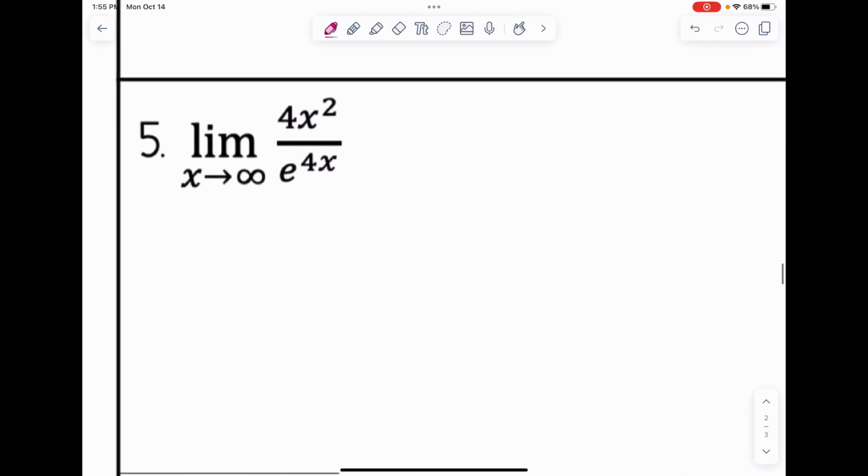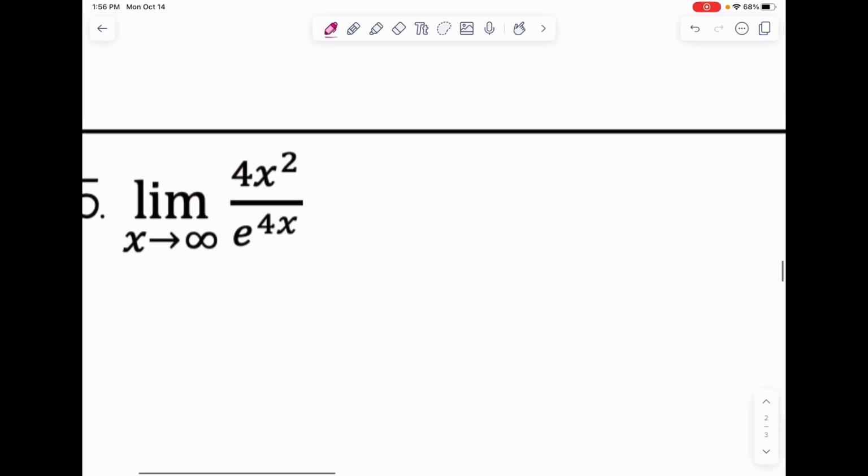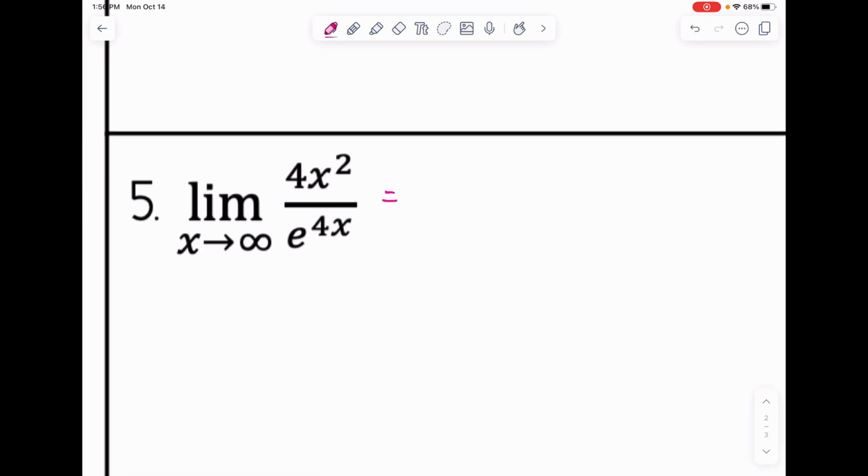All right, number 5. When I plug infinity in here, this is our first example where we'll get infinity over infinity. That's another variation of the indeterminate form. So I'm going to go ahead and rewrite this with derivatives. So the limit as x approaches infinity of 8x over, when I'm taking the derivative of e to the 4x, I am going to have chain rule, so that's 4 times e to the 4x.